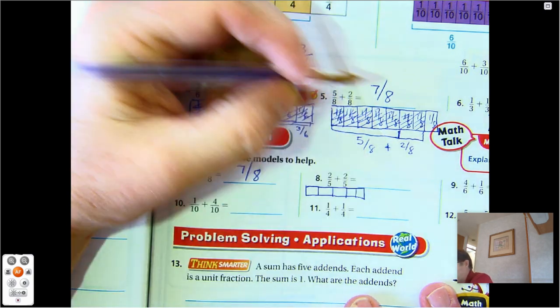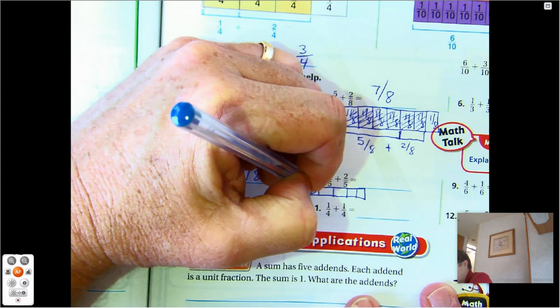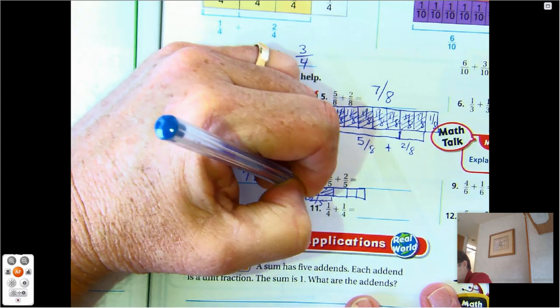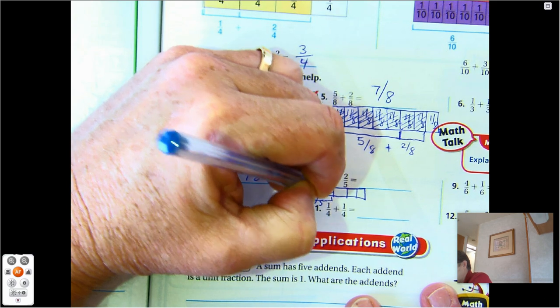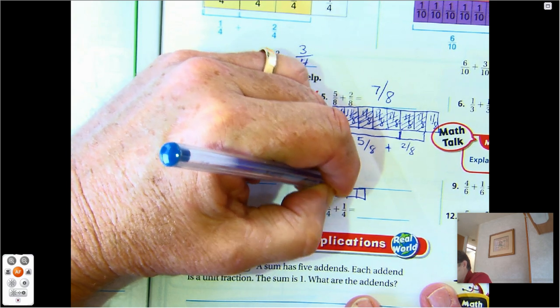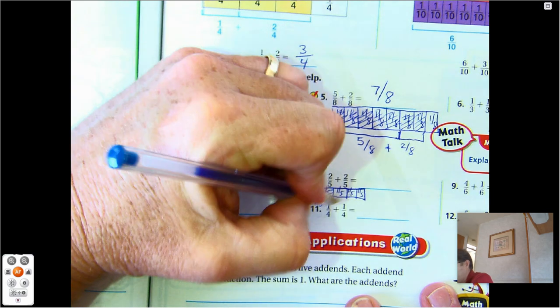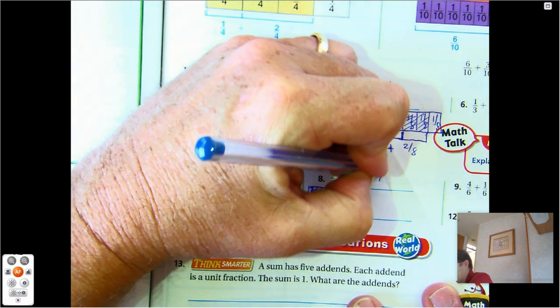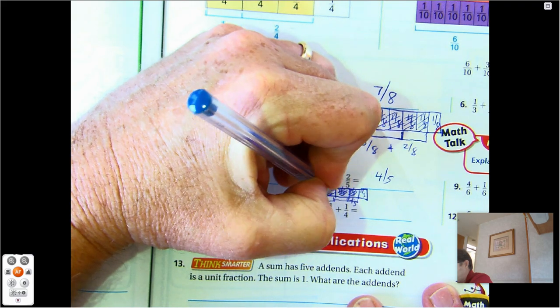2/5 plus 2/5. All right. 2/5. Each of these pieces we're going to say is 1/5. 2/5 plus 2/5 is 4/5. Okay, 4 out of the 5 pieces are shaded.